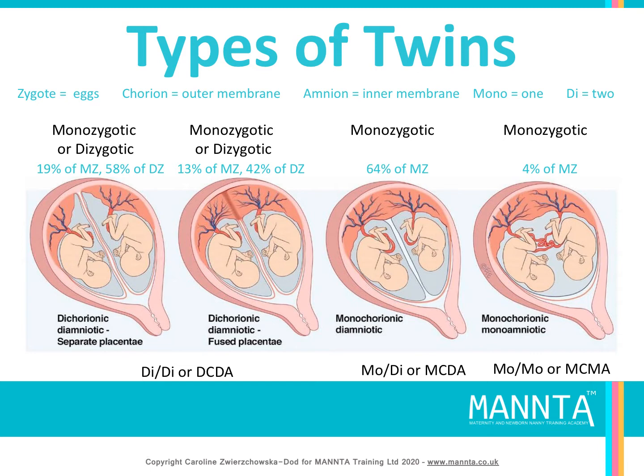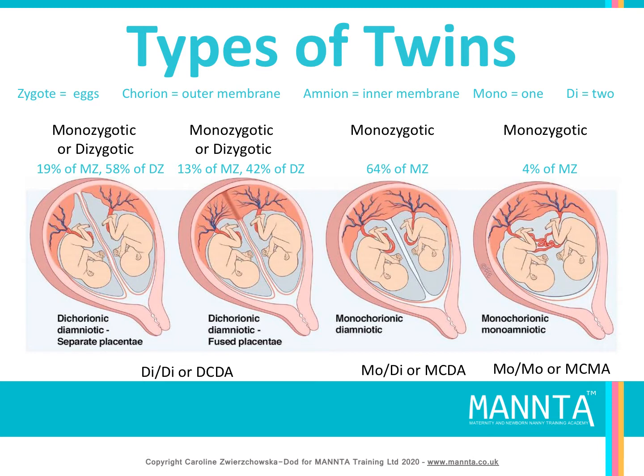When two babies grow at the same time, we call this twins, and triplets, quads, and so forth are called higher order multiples. They can grow in lots of different ways. To understand this, you need some definitions. The zygote is the egg. The chorion is the outer membrane. The amnion is the inner membrane, which forms a sac filled with amniotic fluid containing the fetus. Mono is one and di is two.